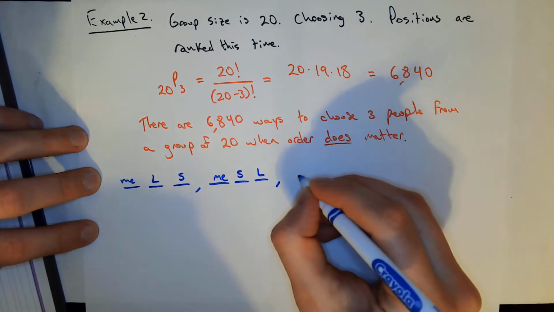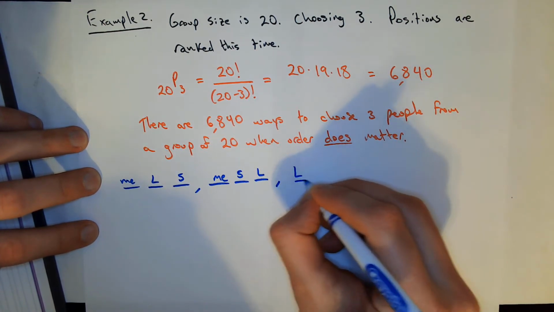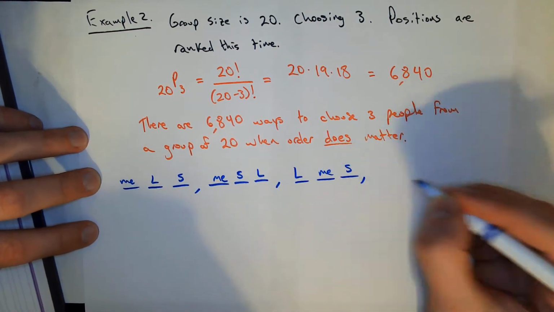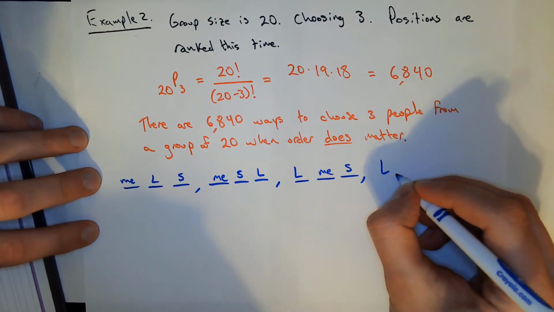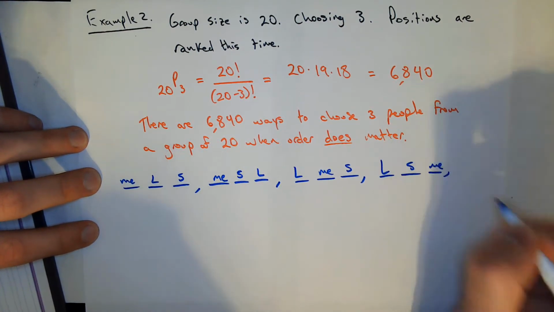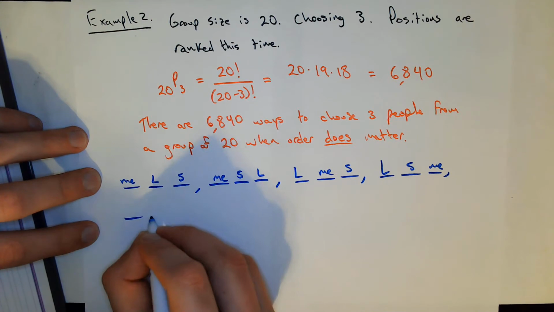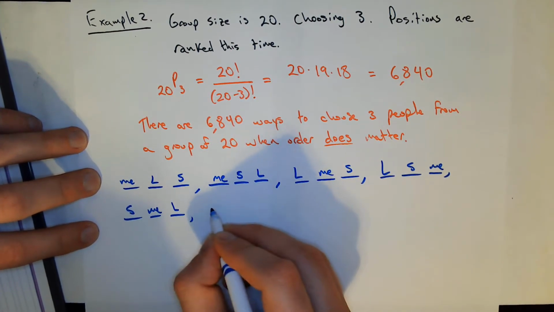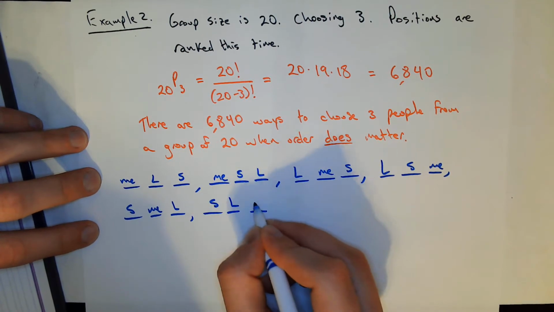But can we list the rest of them? What if Leonard's first, and then me, and then Sheldon? And then if Leonard's first, and then Sheldon, and then me. And I think you get the point that the last 2 combinations would be Sheldon first, then me, then Leonard, or Sheldon first, then Leonard, then me.